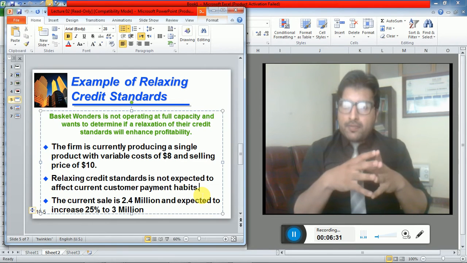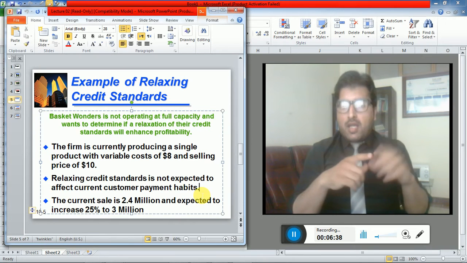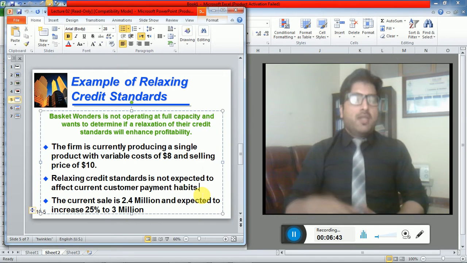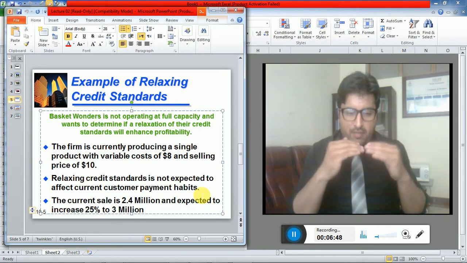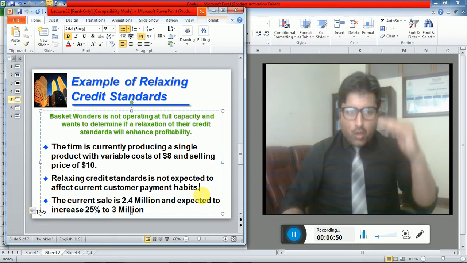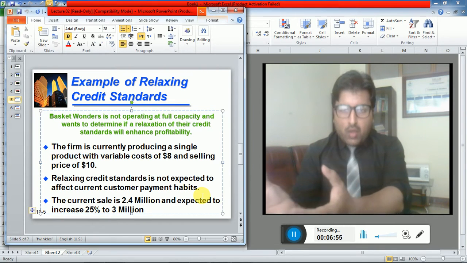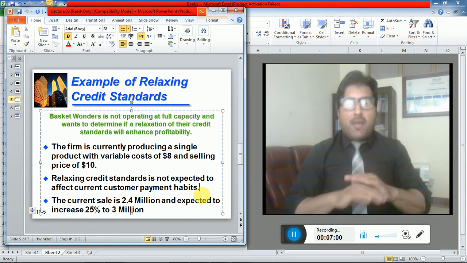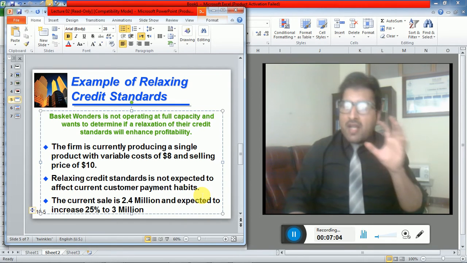So what is mentioned here? It is said that the current customers' habit is not changing, which means they are paying you on time. Even though you are lowering the credit standard and allowing new customers with a lower credit rating, the current customers' habit is not changing. They try to pay on time. They are not taking this moment for granted, right?